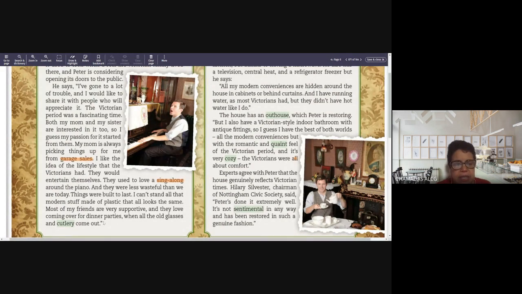Cutlery. Yes, because he says that he only uses the special things when the friends visit. When they visit, then he uses the old things. The old glasses, the cutlery. When they go for dinner parties, then all the old glasses and cutlery, they come out.